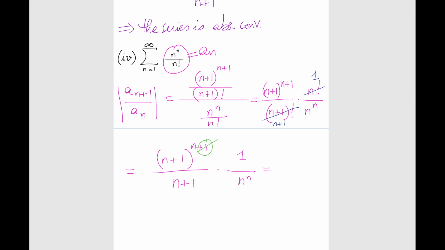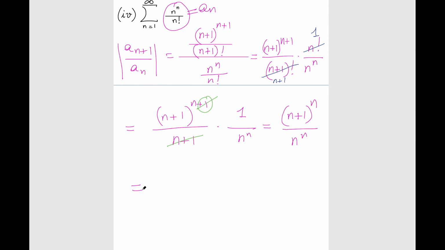I forgot to erase that. So this is going to simplify this guy, and then we have (n+1)^n divided by n^n. And that guy is equal to the whole thing to the power n, right? I'm just playing with algebra here. And this is the same as n divided by n, which is 1, plus 1 divided by n, the whole thing to the power n.